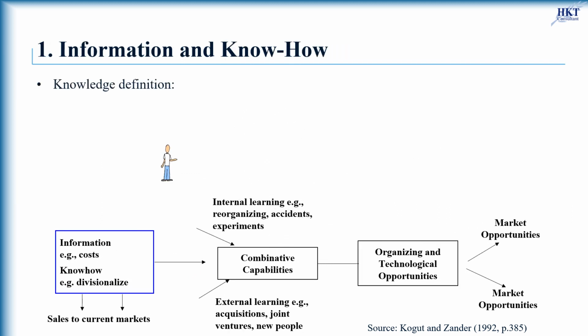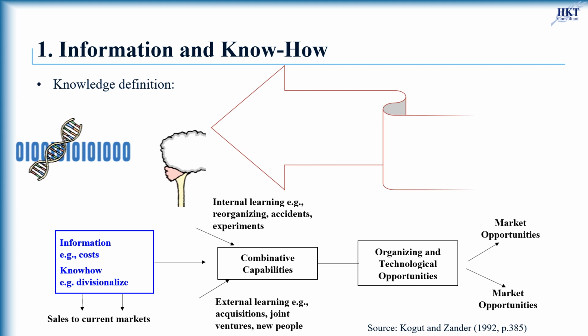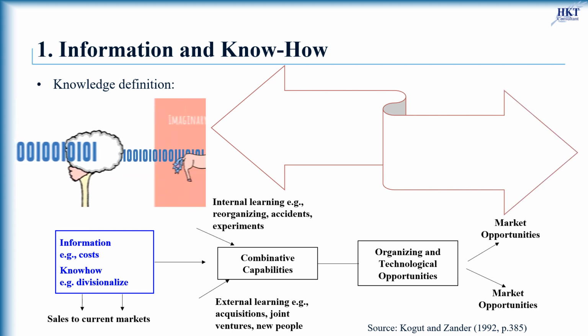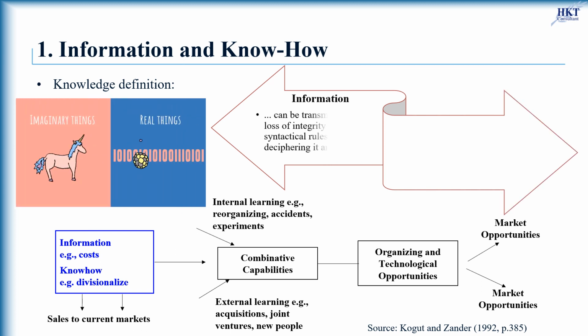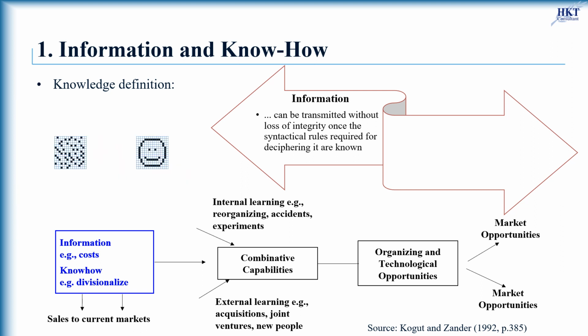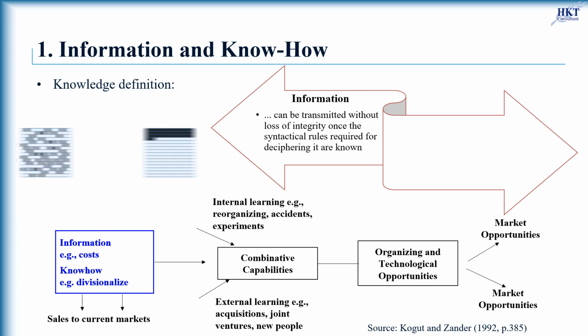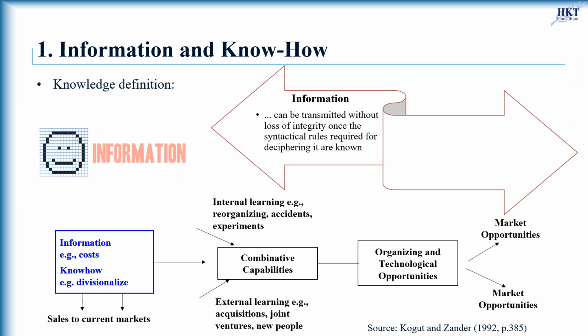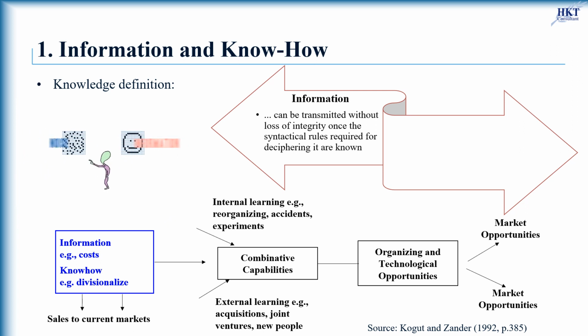We begin by analyzing the knowledge of the firm by distinguishing between information regarding prices, and the know-how, say, to divisionalize. By information, Kogut and Zander mean knowledge which can be transmitted without loss of integrity, once the syntactical rules required for deciphering it are known. Information includes facts, axiomatic propositions, and symbols.